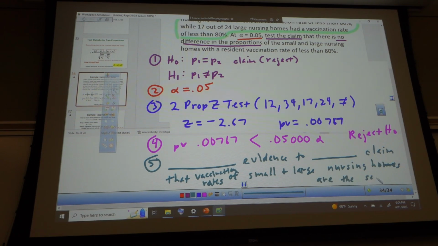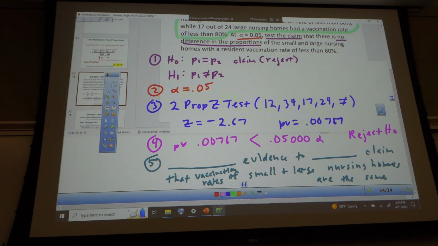Or you could just take it verbatim, and you could just write that there is no difference in the proportions of the small and large nursing homes, right? With vaccination rate less than 80. Okay. Now what goes in these dashes here?